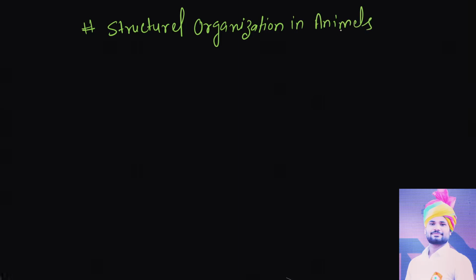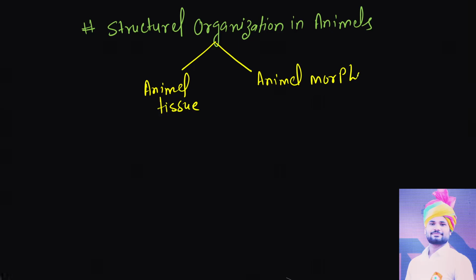Okay everyone. So let us talk firstly about what all the things we have to cover in this chapter. We will study this chapter in two halves. In the first half, we will talk about animal tissue, and in the second half, we have to talk about animal morphology. In the morphology, I'm sure you know that we will study the animal morphology here.